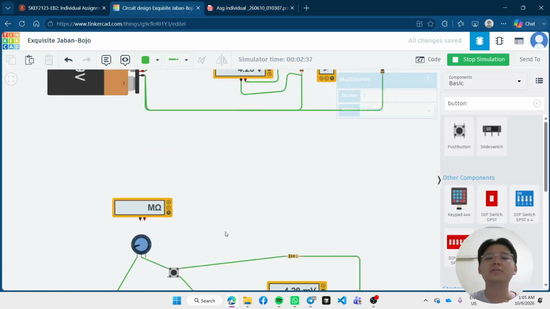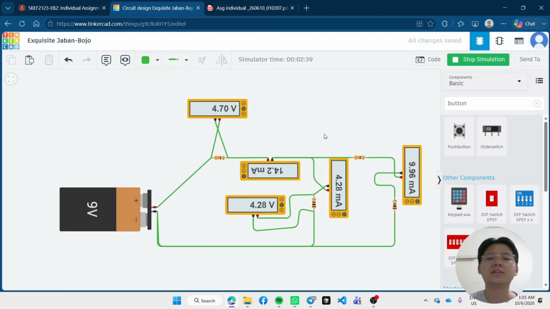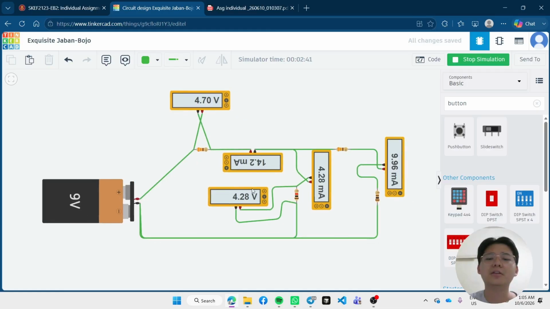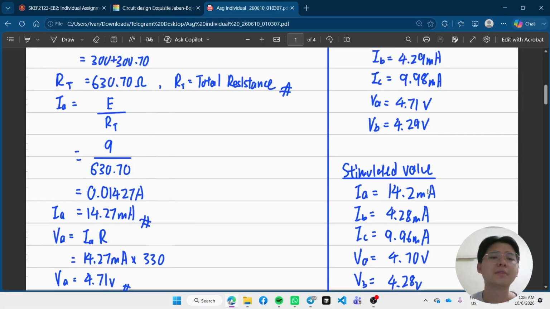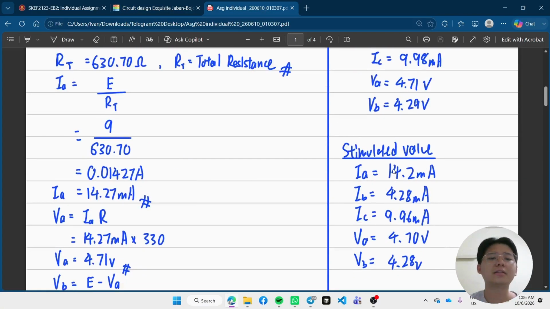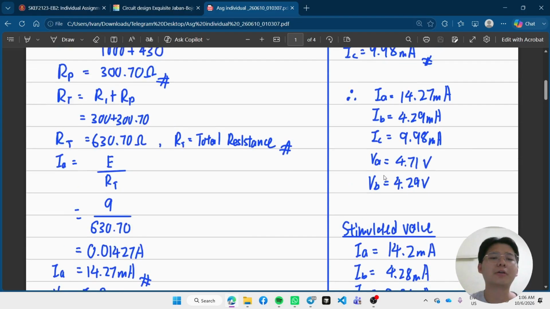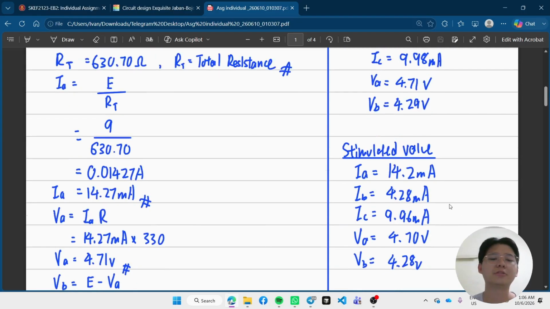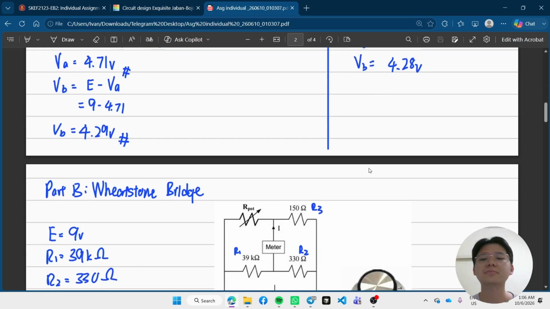So let me start the simulation. You can see it here. You can see all the results. I'll be writing it like this. I already connected and recorded the result like this. So you can see that there is not much difference between our calculation value and the simulation value. So that means that I have succeeded in simulating the result.